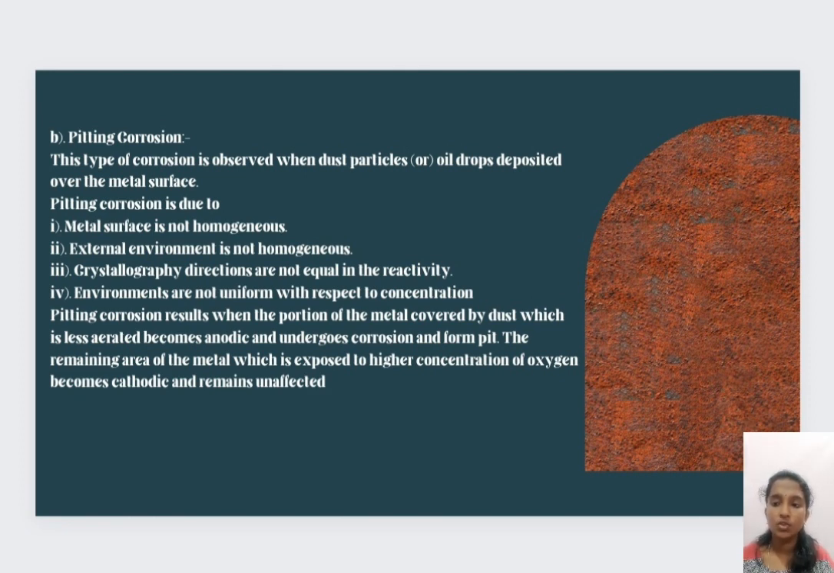Pitting corrosion results when the portion of the metal covered by the dust, which is less aerated, becomes anodic and undergoes corrosion and forms a pit. The remaining area of the metal, when exposed to a higher concentration of oxygen, becomes cathodic and remains unaffected.